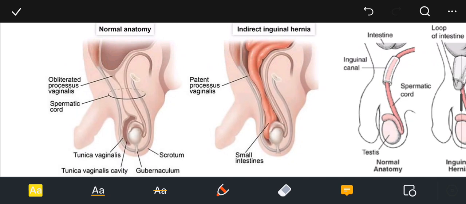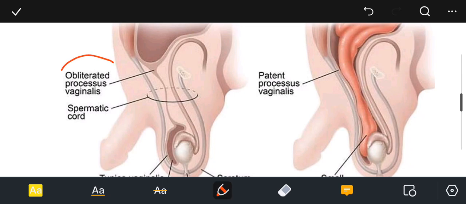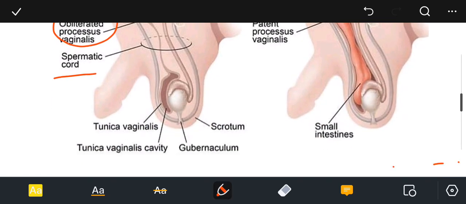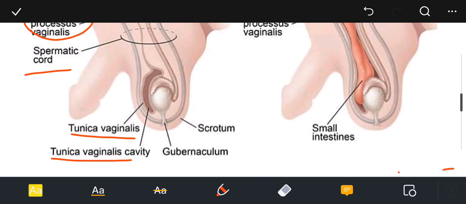Moving forward, we have the normal anatomy. If I could zoom in, you can see the obliterated processus vaginalis like this, and the spermatic cord is present over here, and this is the tunica vaginalis coming from the obliterated processus vaginalis. The tunica vaginalis cavity is also present. Then the gubernaculum is the attachment, attaching the testis to the floor of the scrotum. This is the gubernaculum, then here is the scrotum.